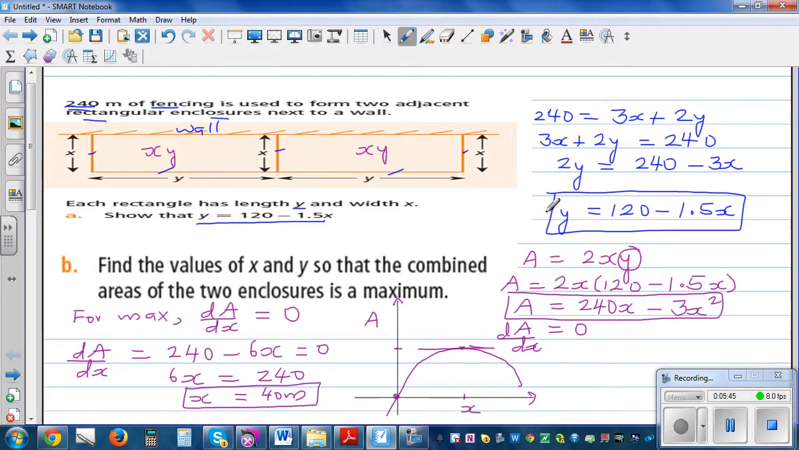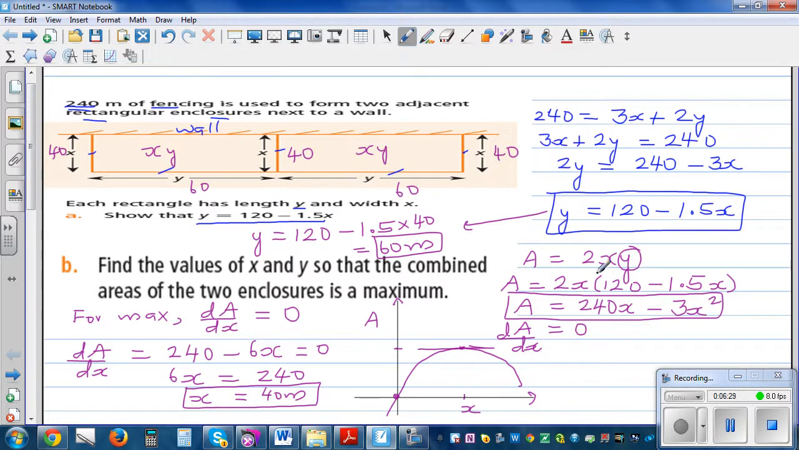Let me do the working here. What should Y be? You can put this in this equation. So Y is 120 take away 1.5 times 40. 1.5 times 40 is 60. So 120 minus 60 is 60 meters. Let's see whether the answer makes sense. What we are saying is this is 40 meters, this is 40 meters, this is 40 meters. So 40 plus 40 plus 40 is 120. And this is 60 and this is 60. So 60 plus 60 is 120, 40 times 3 is also 120, and 120 plus 120 is 240.